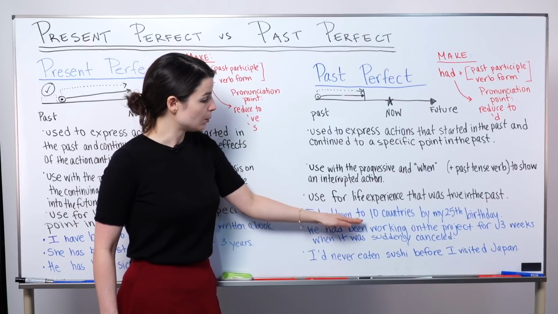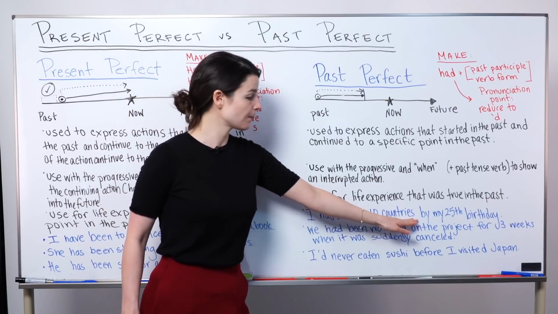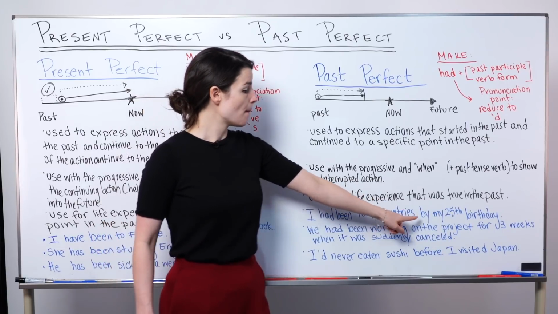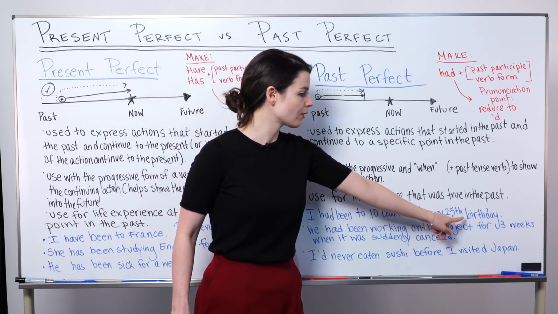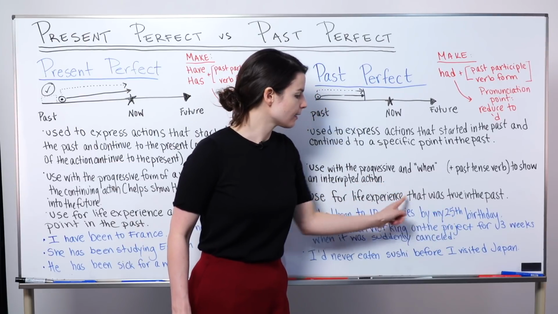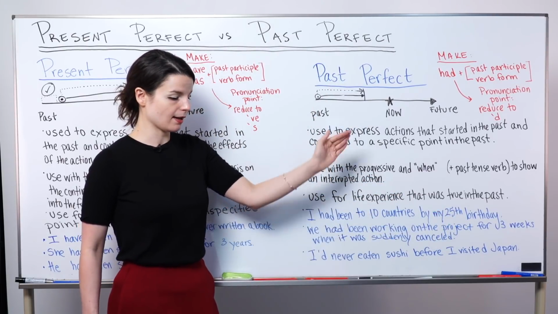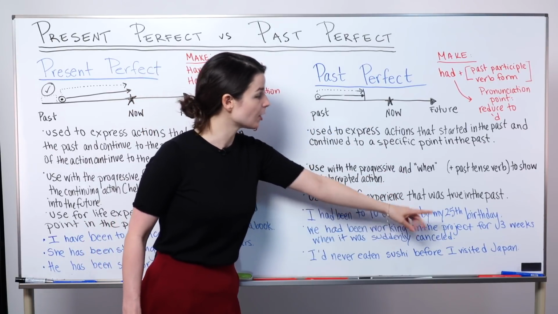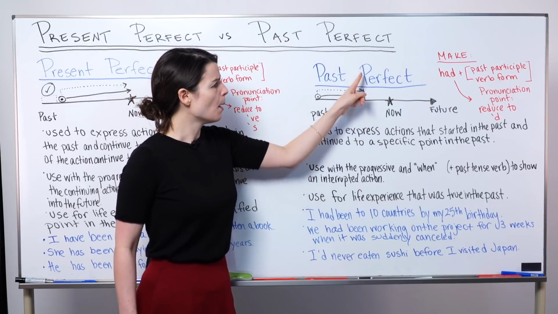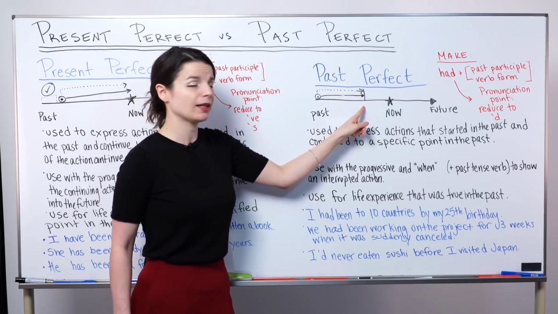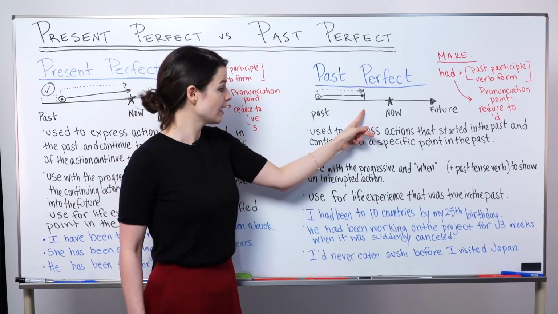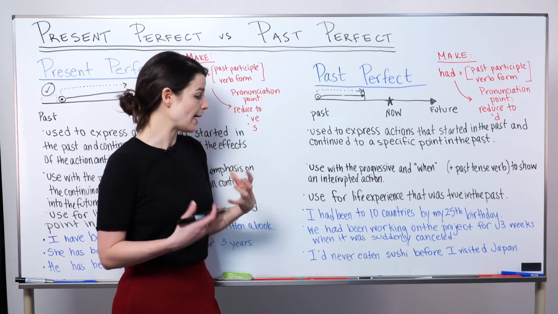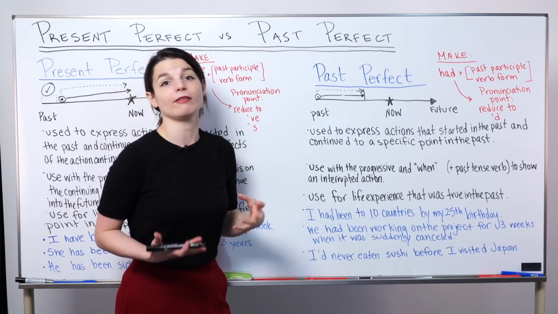Okay, so I had been to 10 countries. This is reflecting a past condition, past life experience, by my 25th birthday. So by can mark a point in time. It's like up until this point in time. So here, let's look at this in terms of our timeline. We know by my 25th birthday is the key point in time in this sentence. And we see past perfect tense is used to explain this condition. I had been to 10 countries, so this is my life experience.